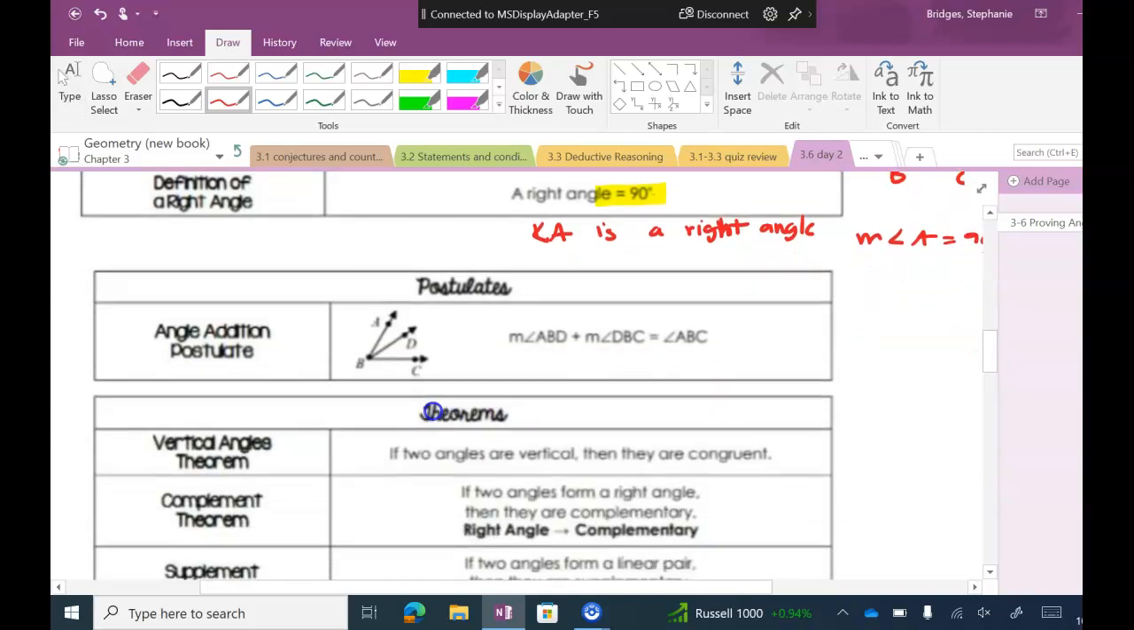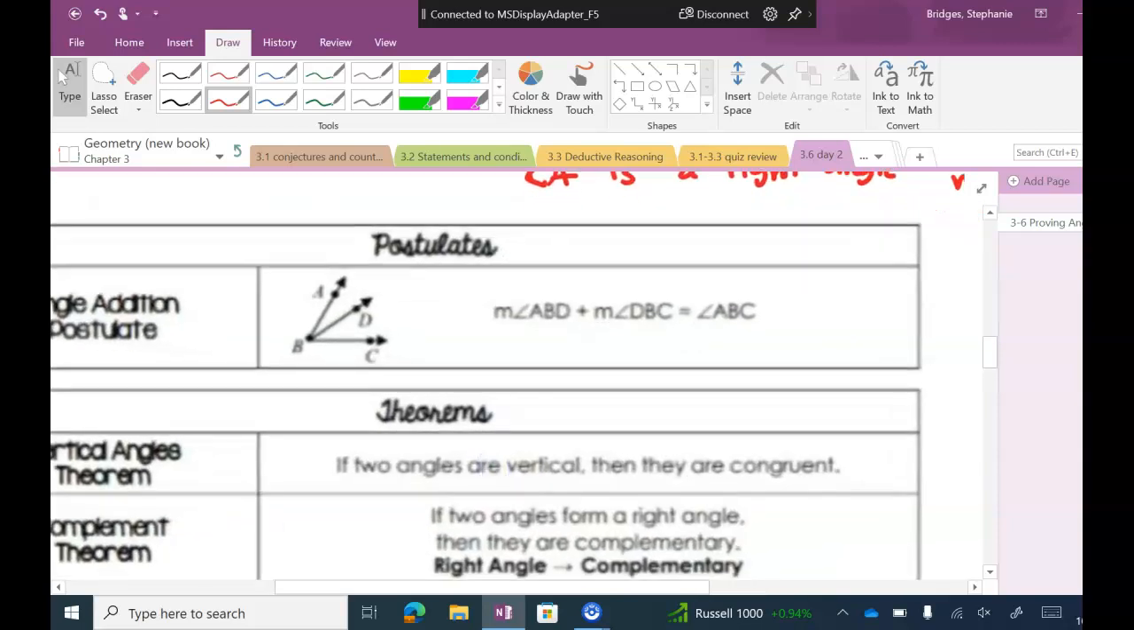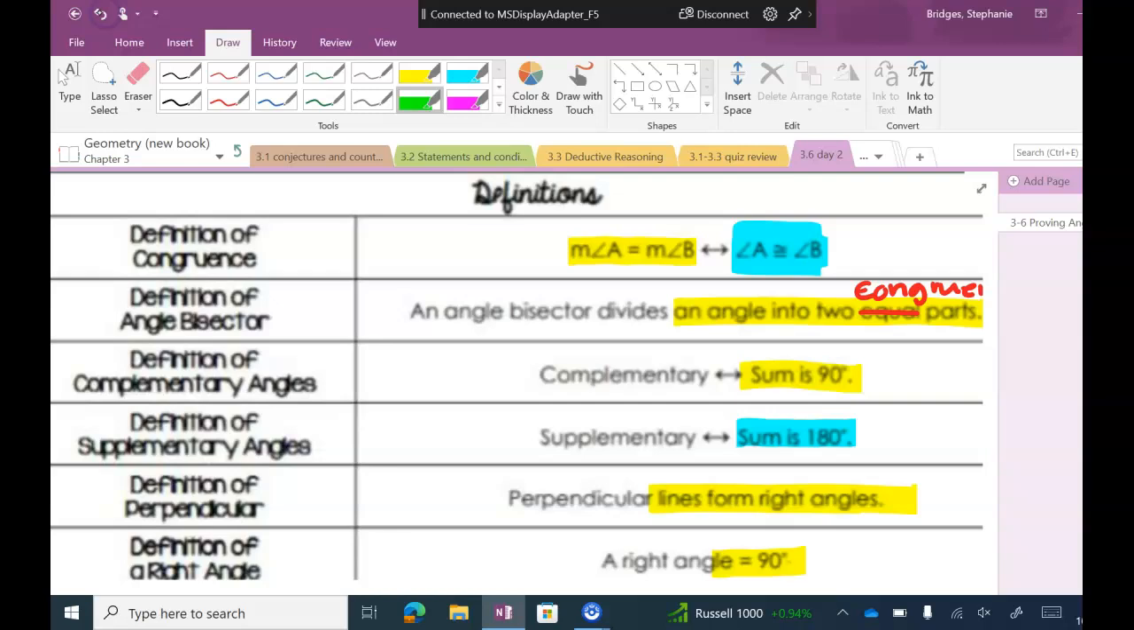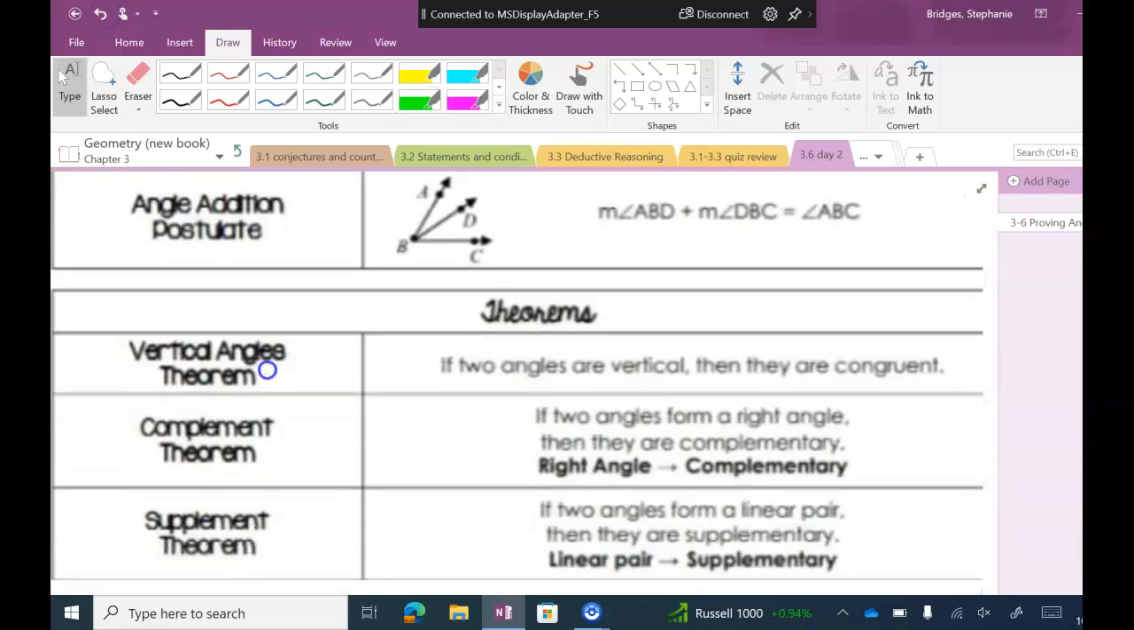And then we have some postulates. The angle addition postulate is very similar to the segment addition postulate, and that just basically says that if I take two angles and add them together, so for example, in this picture, the measure of angle ABD, so that's this little angle right here, plus the measure of angle DBC, that's this little angle right here, equals the measure of angle ABC, which is the whole thing. So basically you're adding two angles together to get a larger angle. That's what this angle addition postulate says.